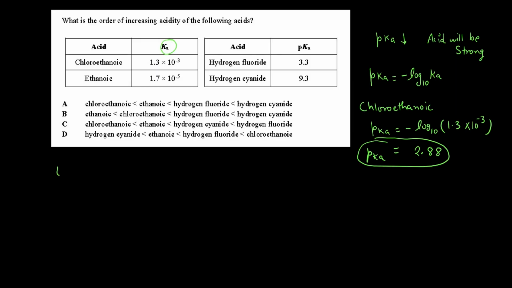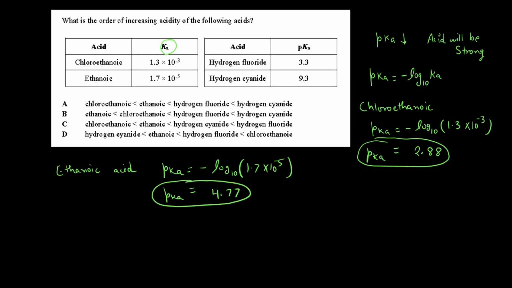In the same way for ethanoic acid, pK will be minus log to the base 10 of 1.7 into 10 to the power minus 5, and this comes out to be 4.76 or 4.77. So this is the pK of ethanoic acid.